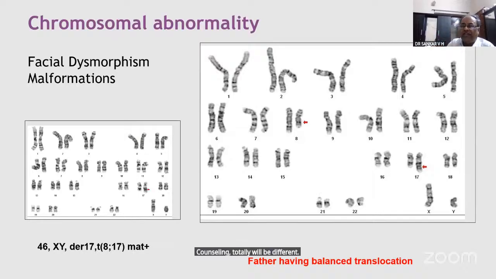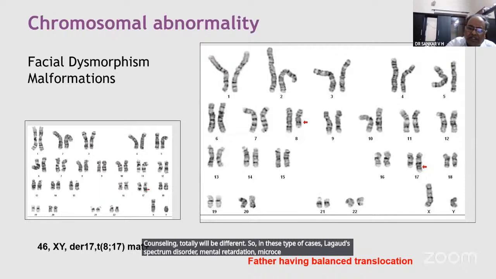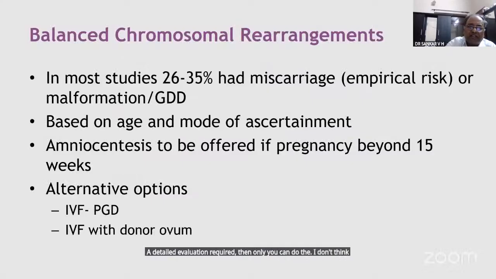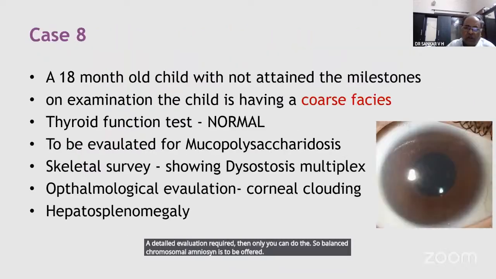So in these types of cases like autism spectrum disorder, mental retardation, microcephaly, detailed evaluation is required, and then only you can do the counseling. So for a balanced chromosomal carrier, amniocentesis can be offered; IVF with PGD is an alternate option.